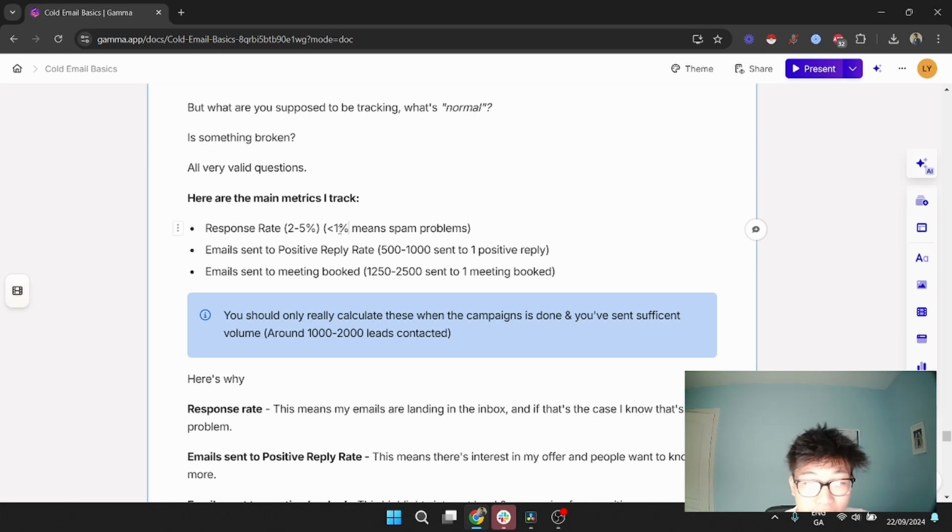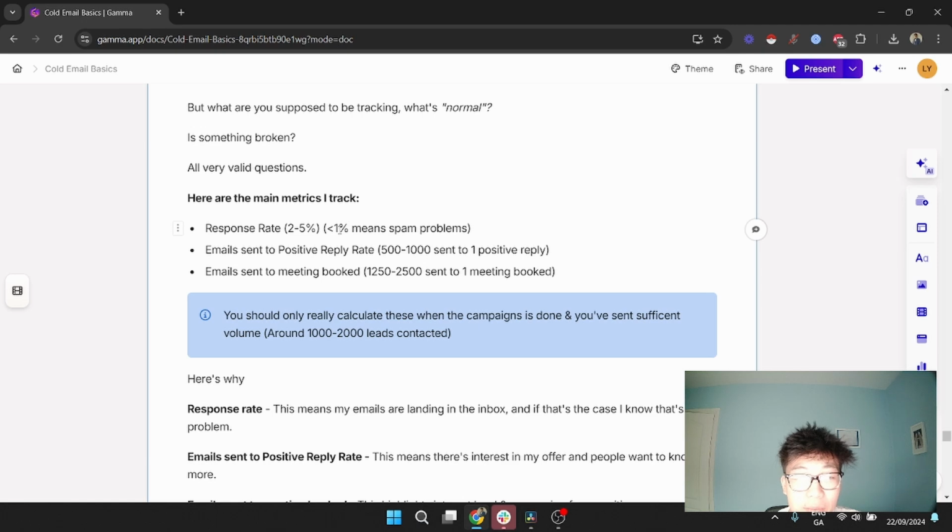The reason for this one is you need to actually know if people are interested in your stuff, or if it's a framing problem, an offer problem, or an industry problem. There are a few different metrics you have to A/B test and see if it's right. But emails sent to positive reply, 500 to 1,000 for one reply, you're in the green zone-ish, should be all right.